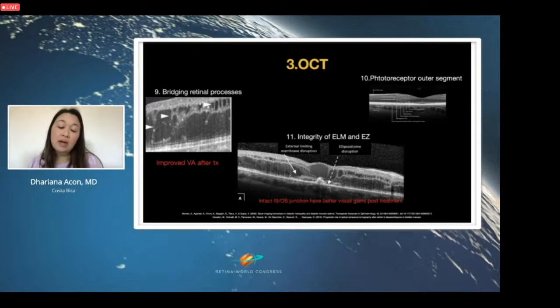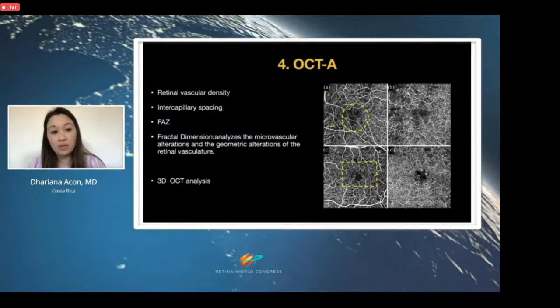And finally, I'm going to talk about OCTA. There are different biomarkers, not only for DME, but also for diabetic retinopathy. We can see retinal vascular density, intercapillary spacing, the foveal vascular zone, and with the fractal dimension, we can see and analyze microvascular alterations and geometric alterations of the retinal vasculature.